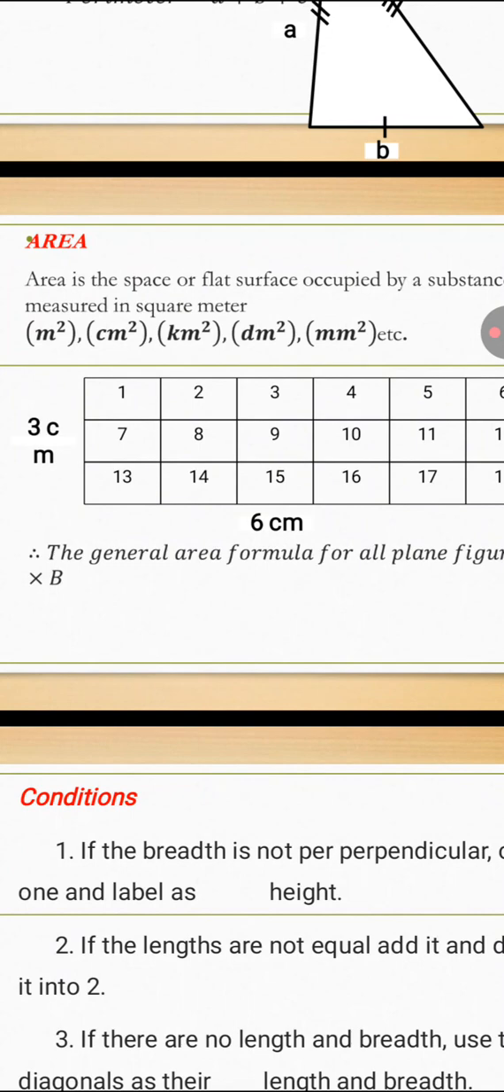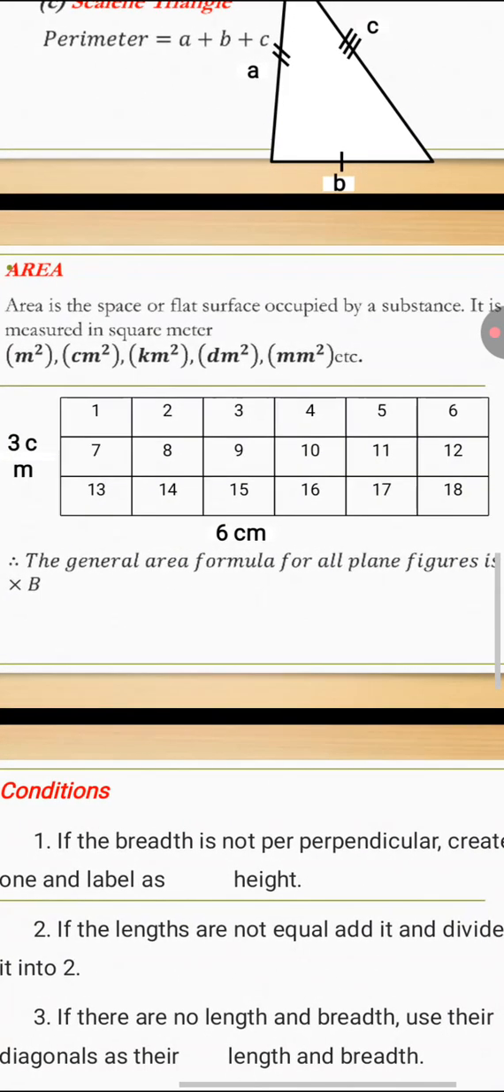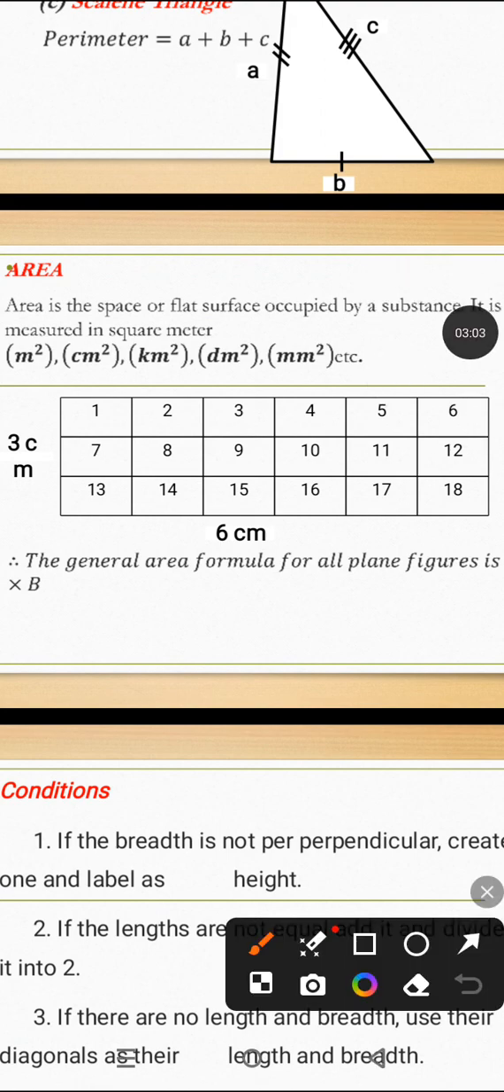So when you measure the length, it is 6 centimeters. We measure the breadth, it is 3 centimeters. When you multiply 6 by 3 is what? 18. So you get the same answer. So the answer is 18 square centimeter. That is what you write. 18 square centimeter. Simple. So that is the shortcut, the general formula.